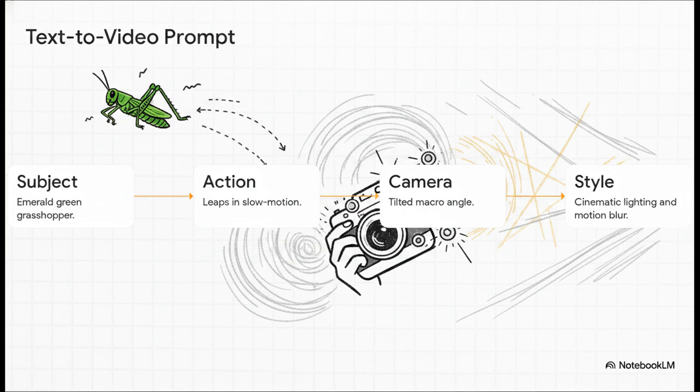This structure matters immensely. Structuring your prompt with positive phrasing, telling the AI exactly what you do want rather than what you don't want, gives the engine a crystal clear visual blueprint. You're establishing the environment, the physics, and the lens all in one single breath.